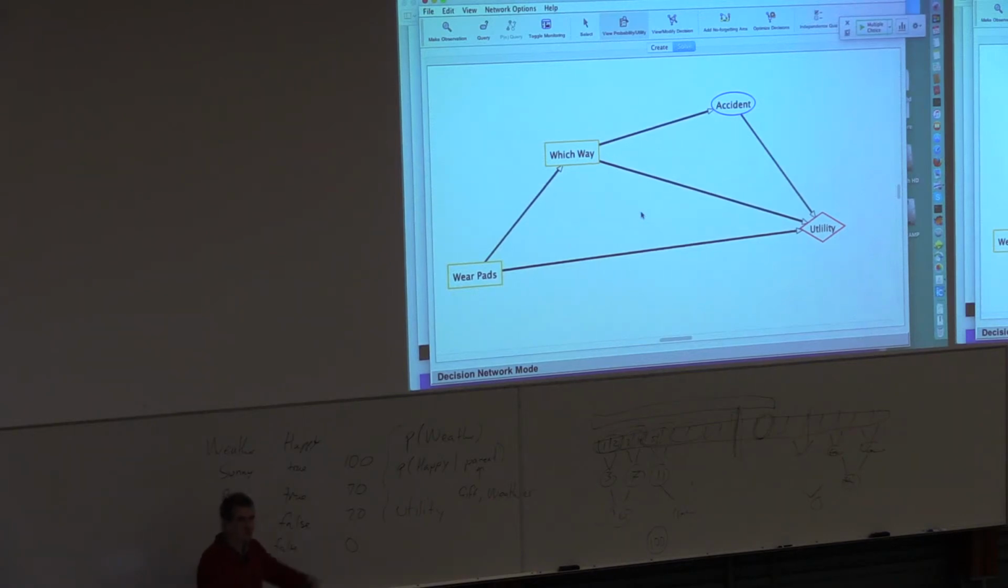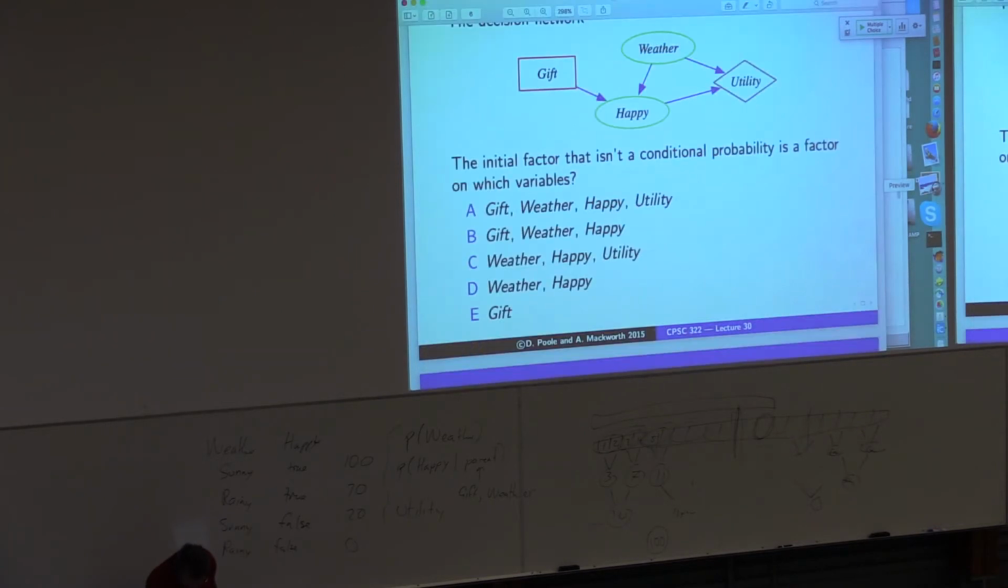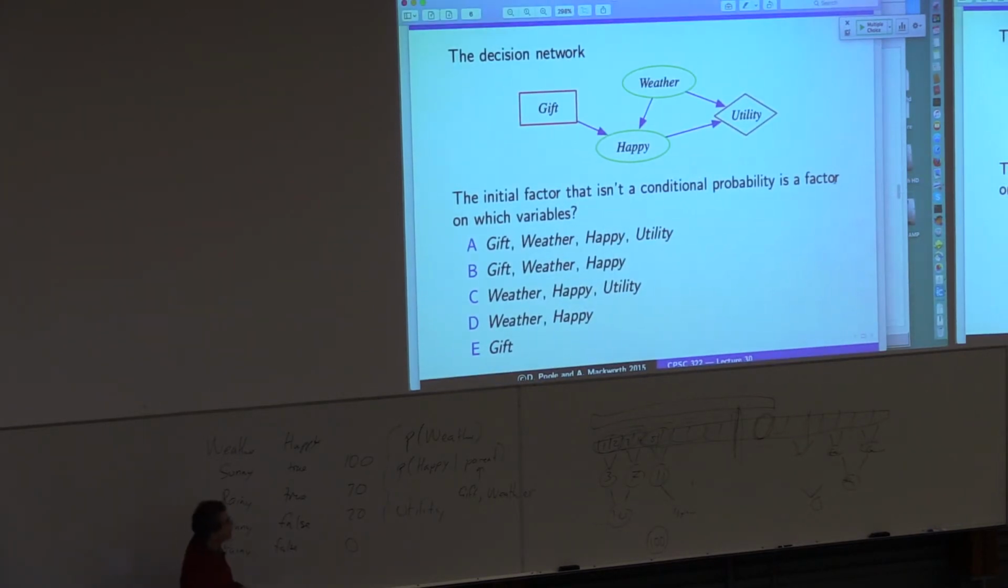I'm glad you all got it wrong because that's how you learn things, by trying and doing it wrong. So, okay. Any other questions about that? Yes? Is happy dependent on the weather or the other factors? Wait, let's go back here. I'm lost. Whether you're happy depends on the weather and what gift you give.